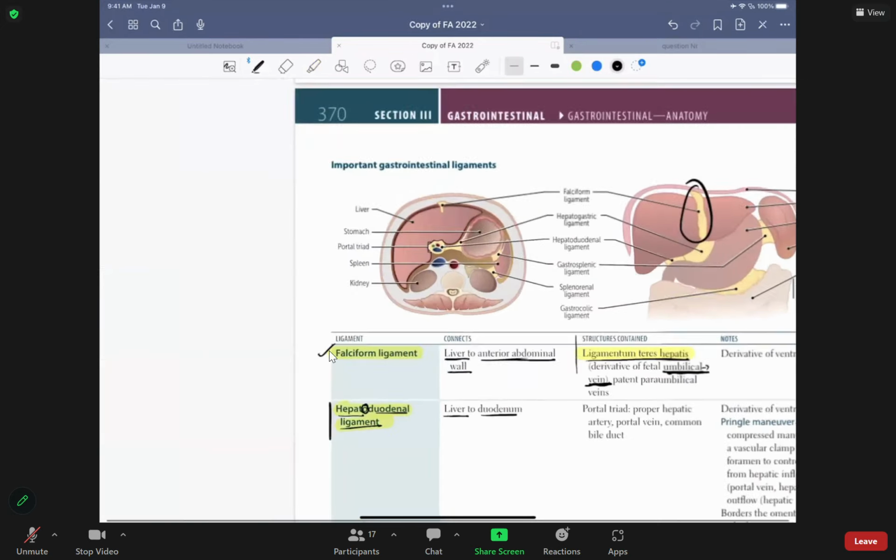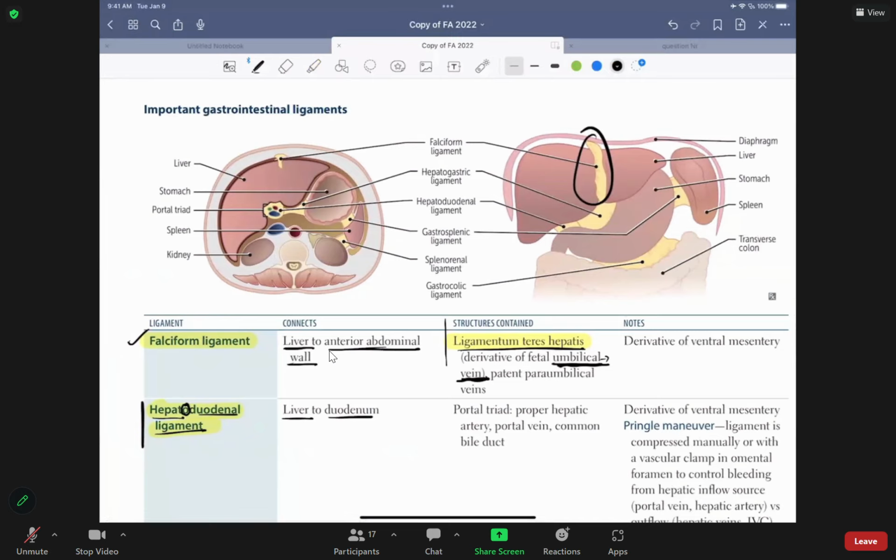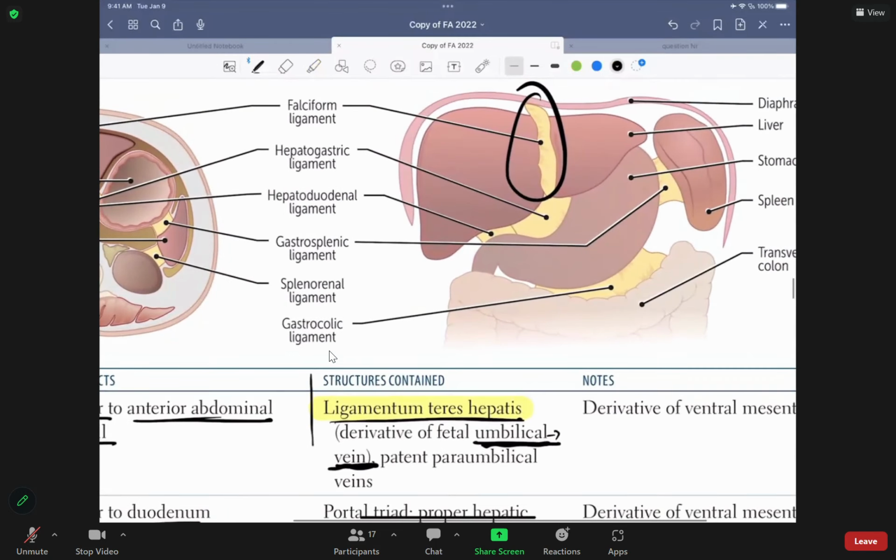Okay. Now in this picture, this is your hepatoduodenal ligament, but I don't like that. That's not a great picture. But let me pull up another structure.